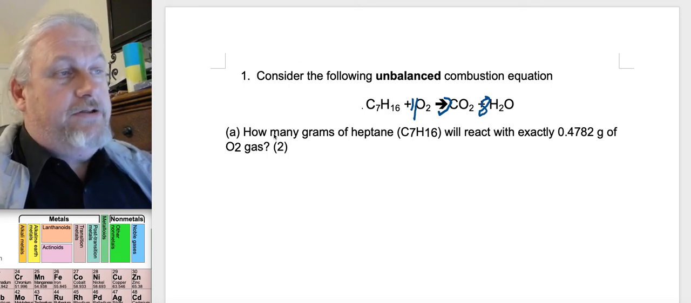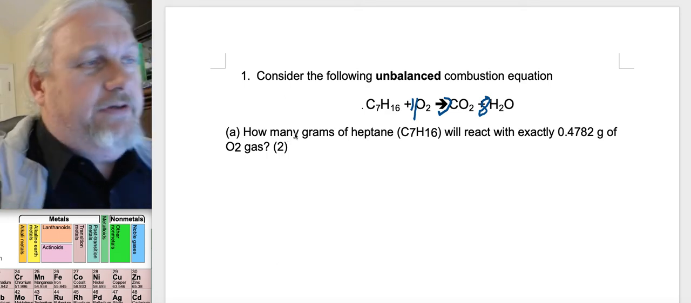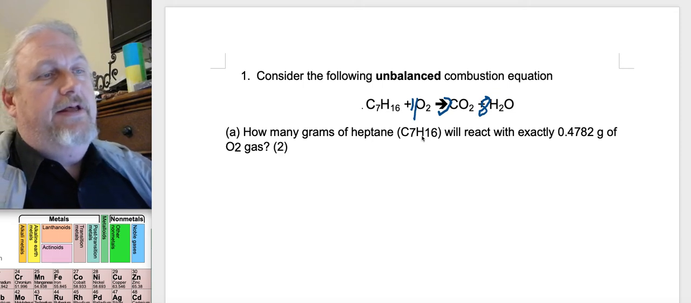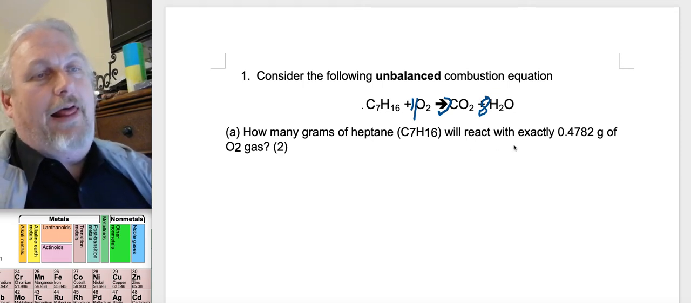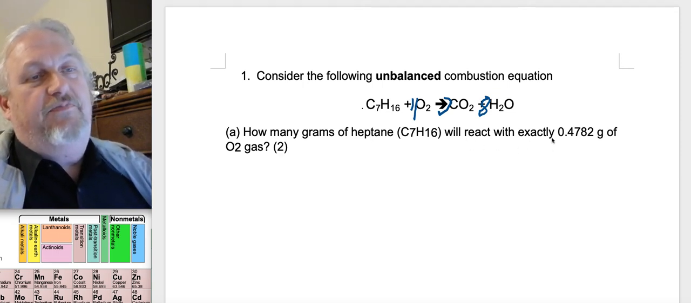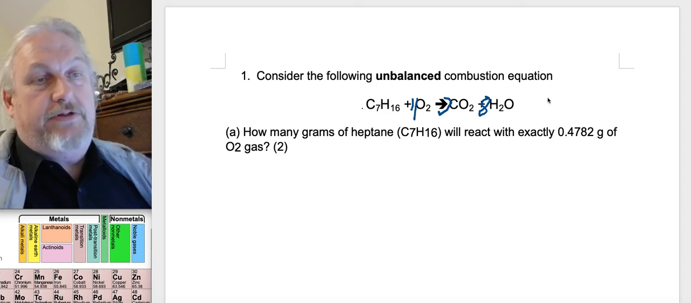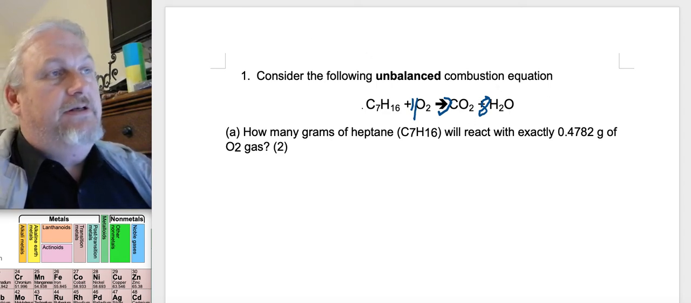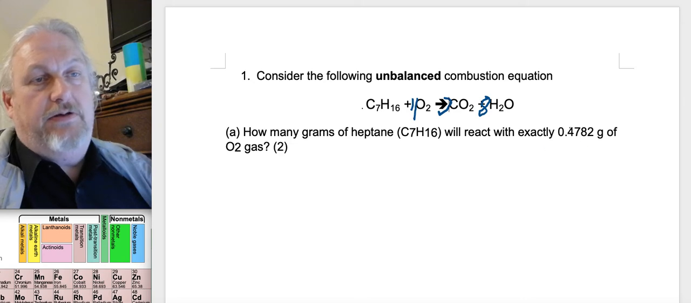So anyway, our question here, and this is where the stoichiometry gets good, is how many grams of heptane, C7H16, will react with exactly 0.4782 grams of oxygen gas.